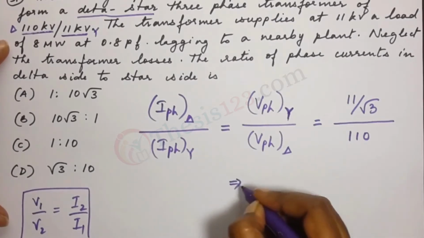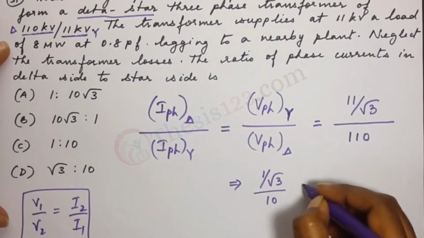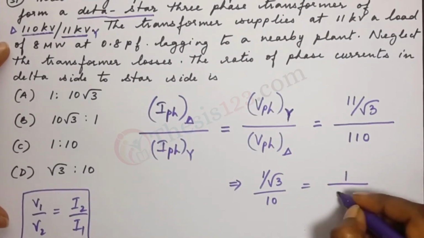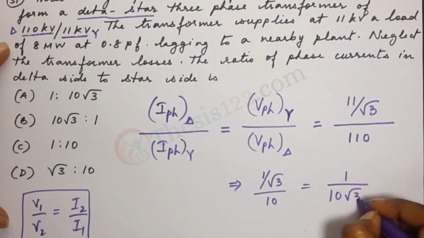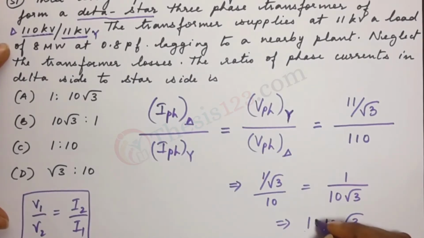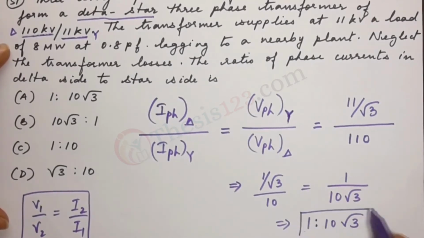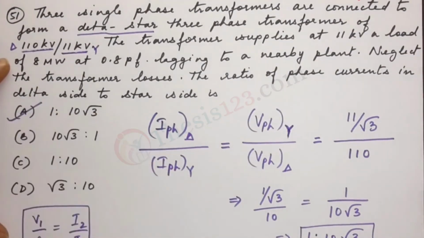So that gives us 1 by root 3 divided by 10, and we can resolve that and write it as 1:10 root 3. 1 divided by 10 root 3 can be written in the form of a ratio 1:10 root 3, and that matches option A. I hope this has helped.